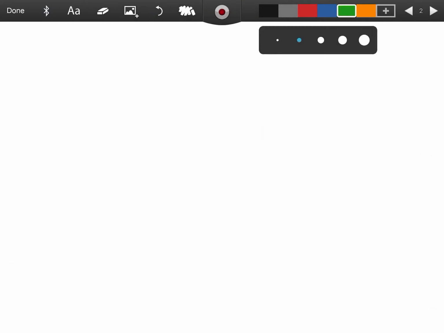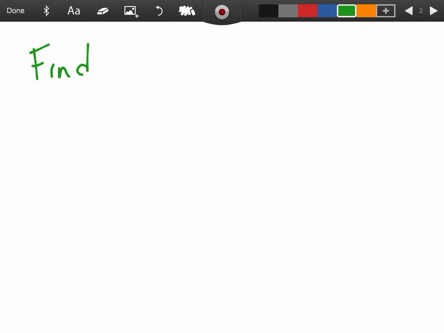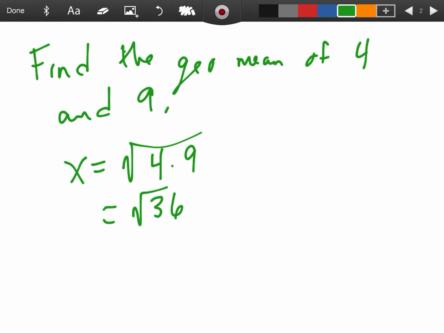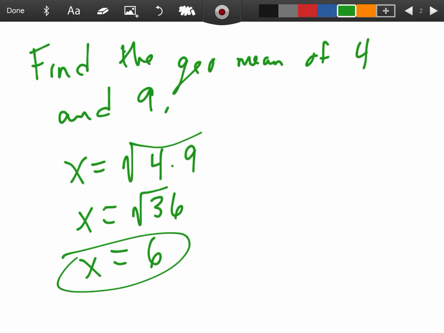So let's say, for example, that we are given a problem where we need to find the geometric mean of two numbers. Let's say that those two numbers are 4 and 9. That geometric mean, again, which we will call x, is equal to the square root of 4 times 9. 4 times 9 gives us 36, and the square root of 36 is 6. So boom, there's our geometric mean of 4 and 9.